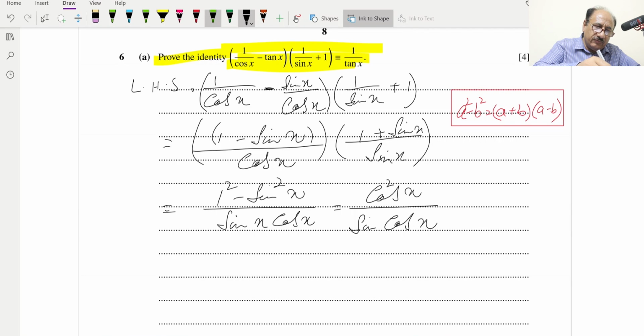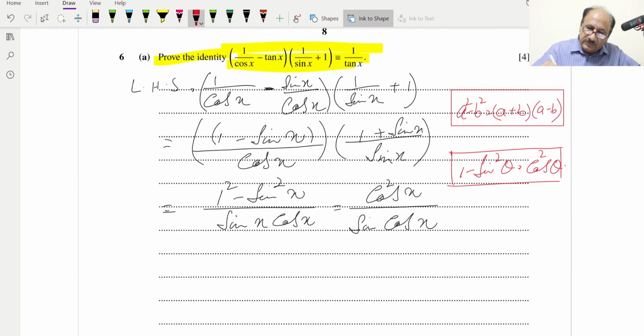Which formula have we used over here? The formula is 1 minus sine square theta is equal to cos square theta. This is the formula which we have used over here. Now we can cancel this cos x with this square, and the remaining will be what? The remaining will be cos x over sine x, x missing over here.